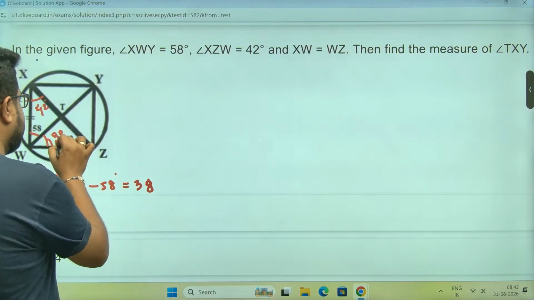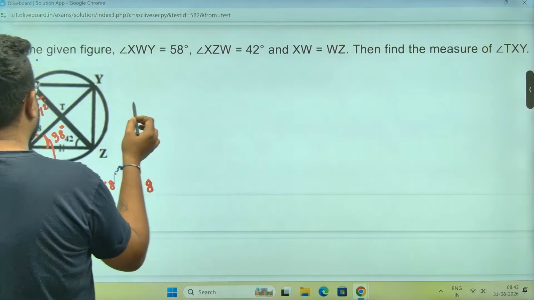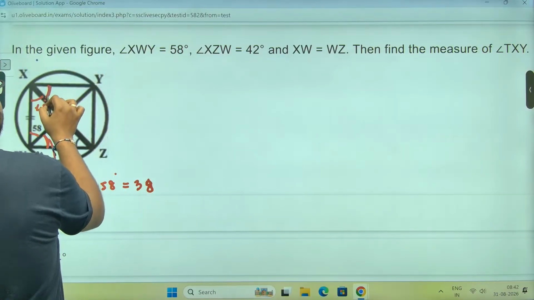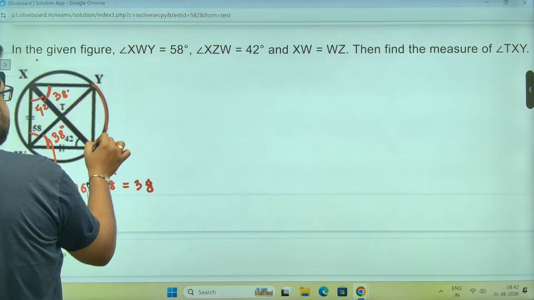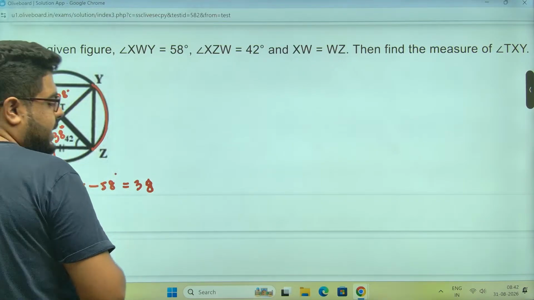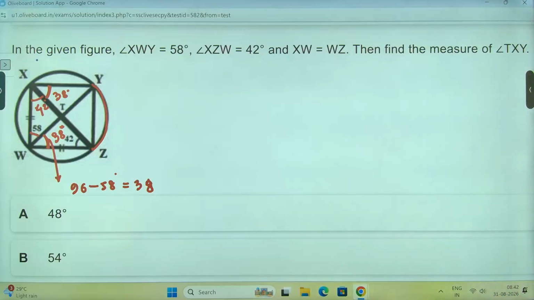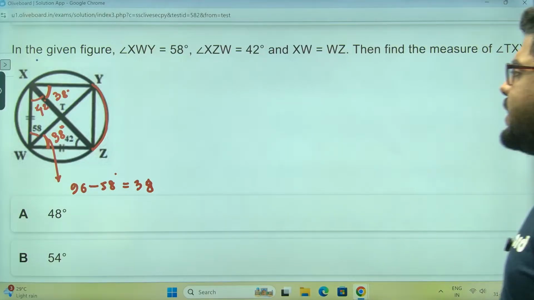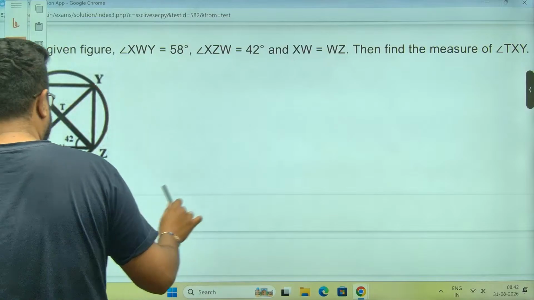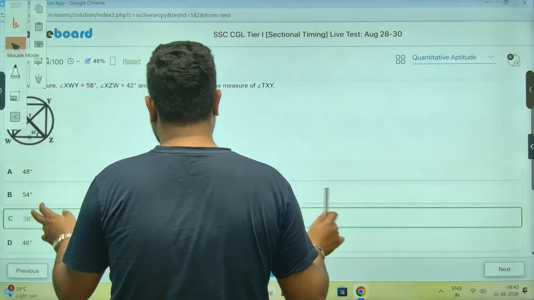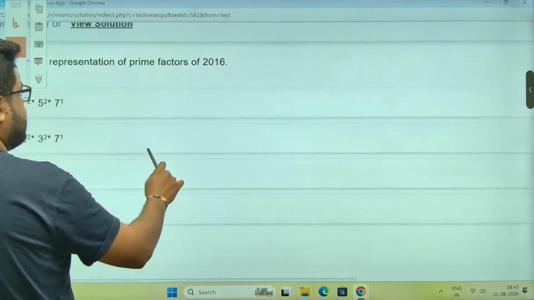This is 38 degrees. So if this is 38 degrees, what value are they asking? TXY. So this angle. If this is 38, this is also 38, because it is the angle made on the same part. So this will be 38 degrees each. This diagram is very weird looking. Sir, option C, 38, is the answer. Next one, please, sir.